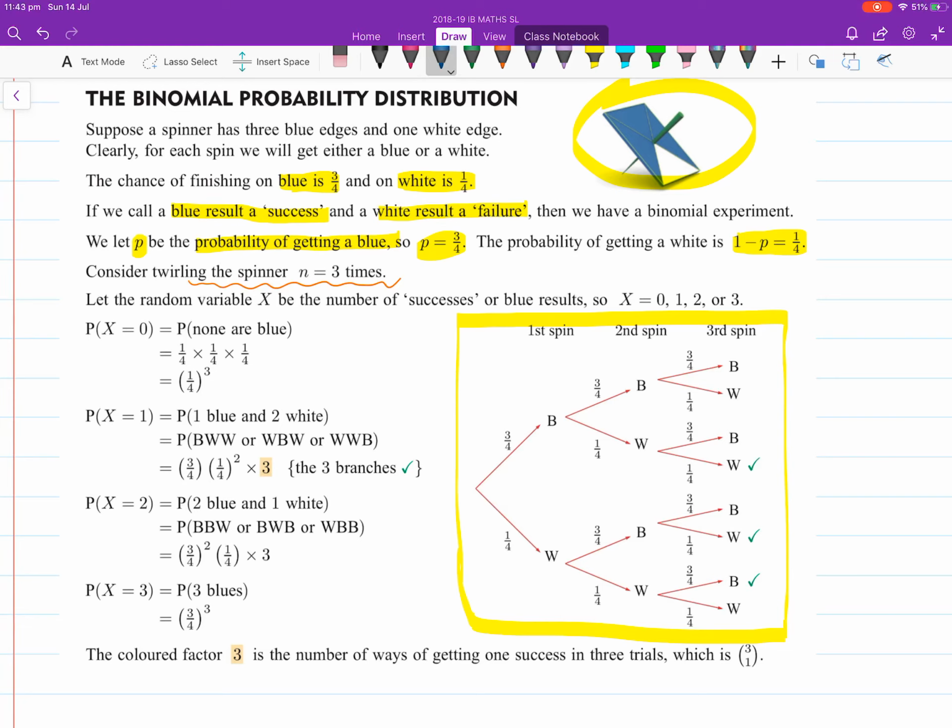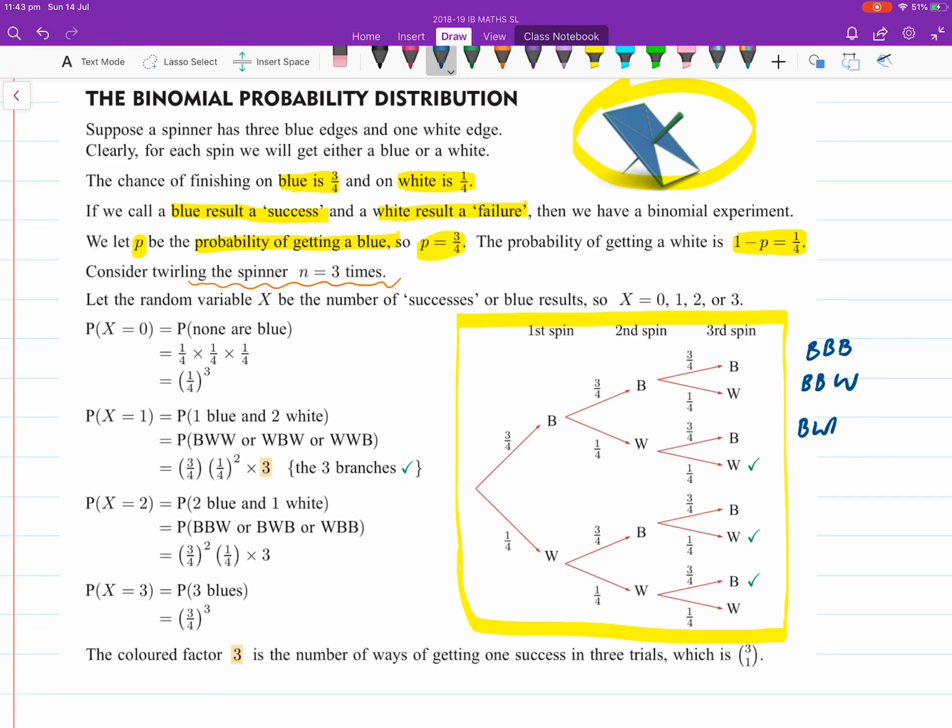Now, if we write these out, we could write them out at the end as the sample space you could get: blue, blue, blue, blue, blue, white.